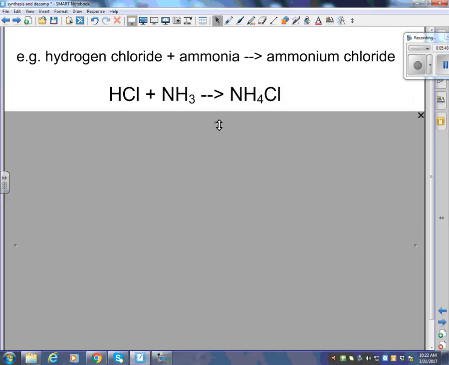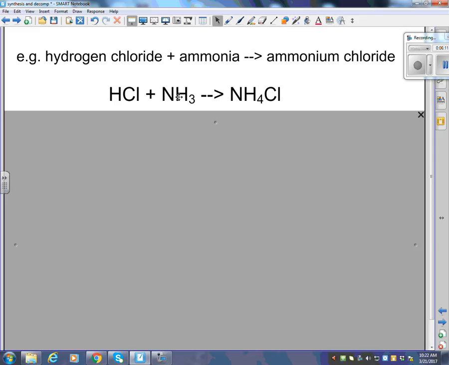HCl. Ammonia, you might not know this, but ammonia is NH3. And you get NH4Cl. How can you tell by looking at that that it is synthesis? What about that formula makes it synthesis?